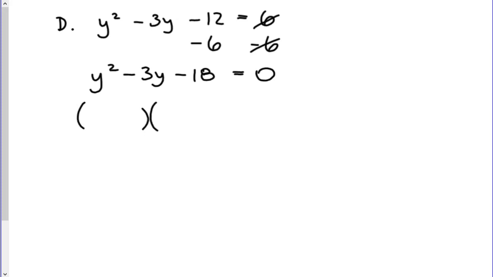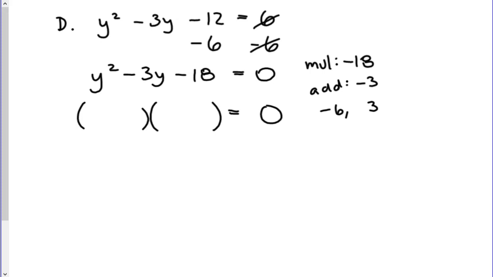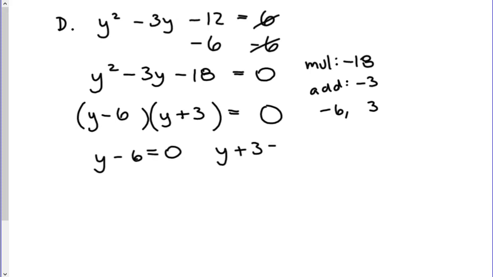Another nice thing about this particular problem is my leading term coefficient is 1. So I'm only looking for numbers that multiply to the constant, negative 18, but then add up to the middle term, which is negative 3. So 6 and 3 look like good possibilities, and I want that 6 to be negative. So y minus 6 times y plus 3 equals 0. So y minus 6 equals 0, y plus 3 equals 0, so that y equals 6 or y equals negative 3. And those are the solutions there.